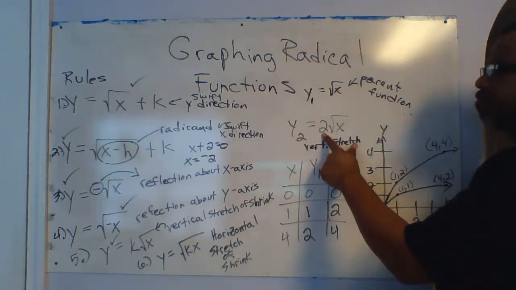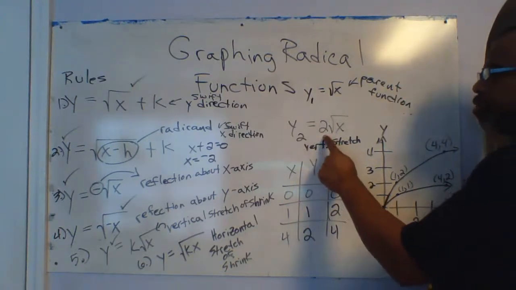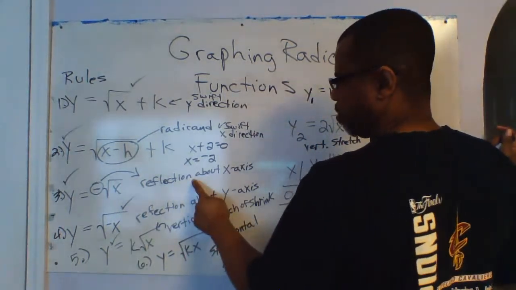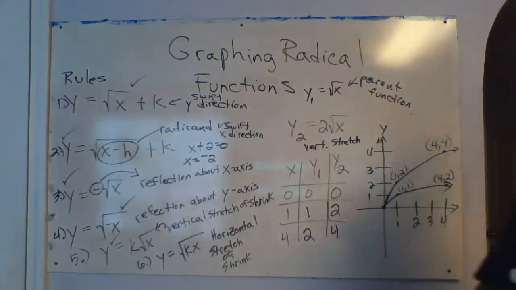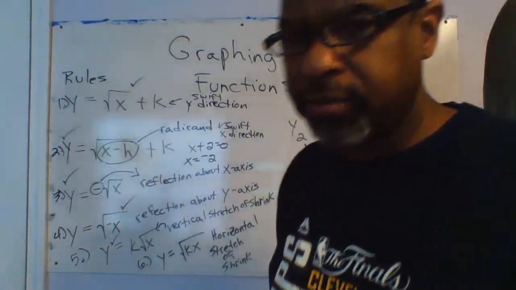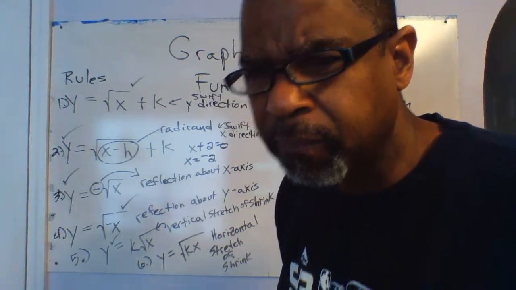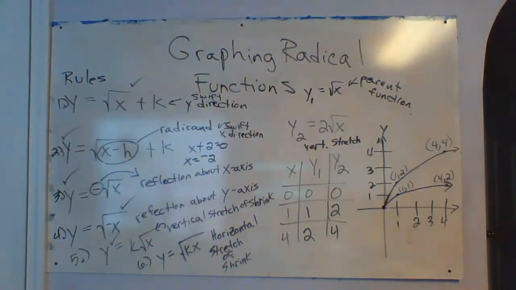So if this is a -2, you will have a vertical stretch. So since this is negative, you will have a reflection about the x-axis. We're gonna get to that in just a second. All right. Okay. We're good.